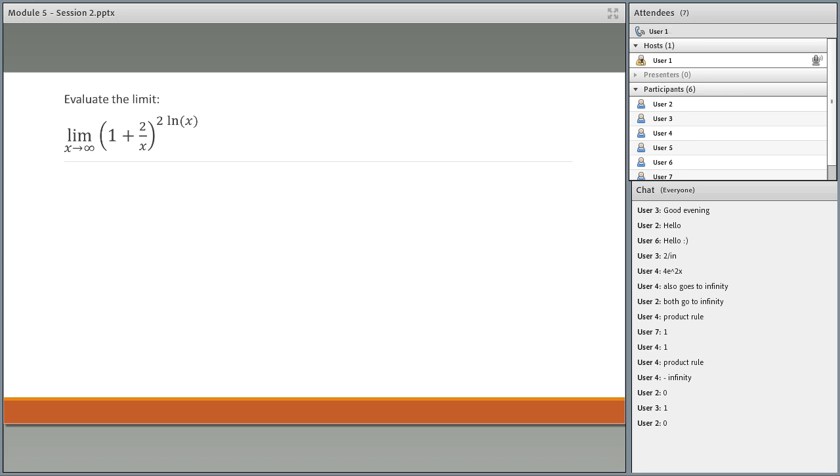So if I just take x going to infinity, in the parentheses, the 2 over x goes to 0, so I'm just left with 1. And then 2 natural log x as x goes to infinity goes to infinity. And 1 to infinity is, unfortunately, not an answer, it's one of our indeterminate forms.